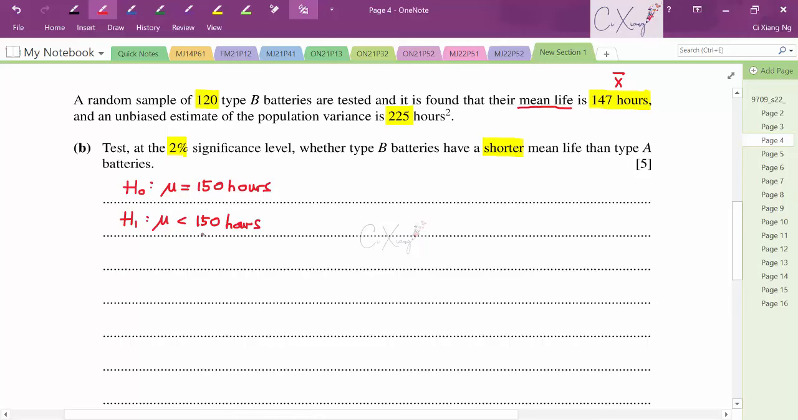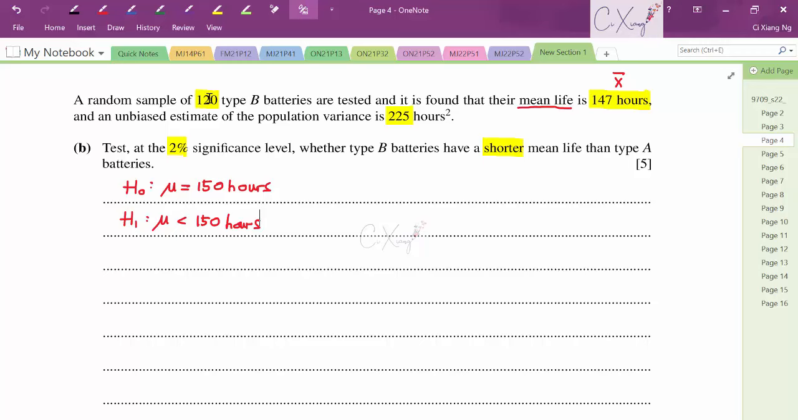Okay, and now, for this one, generally we should know that it is normally distributed. The reason is that we can see the sample size is large, and we also have the unbiased estimate of the population variance. When the sample size is large, according to the central limit theorem, our sampling distribution will be approximately normally distributed.